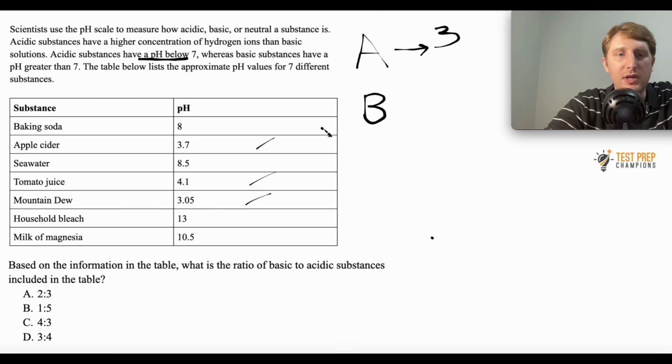So baking soda has a pH of 8, so that's a base. Seawater is 8.5, so that's basic. And then we've got household bleach at 13, which is basic. And then milk of magnesia, 10.5, is basic. So we've got 3 acidic substances and 4 basic substances. So the ratio is 4 to 3. So C is the correct answer here.